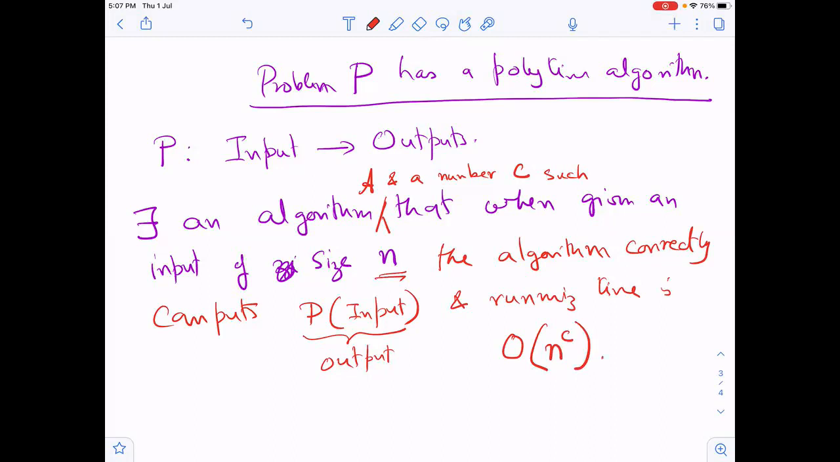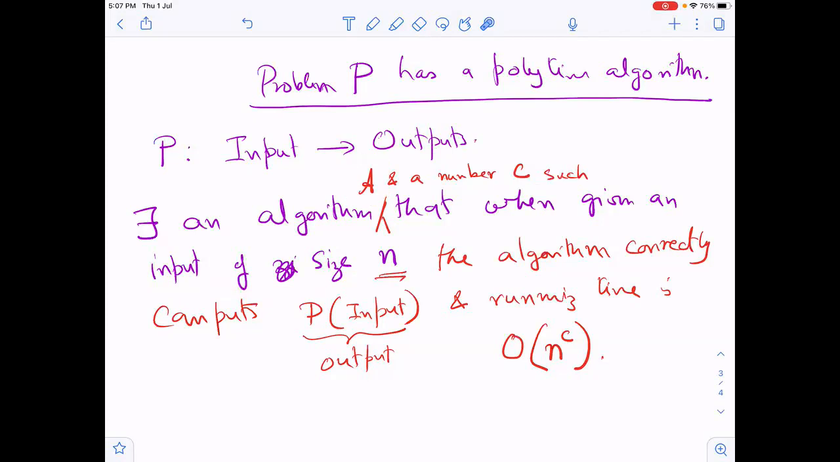Now this basically means that, if you recall from discrete math, there exists an algorithm and a number C, and this number C and this algorithm are not dependent on the input. So this C is a universal constant for this A.